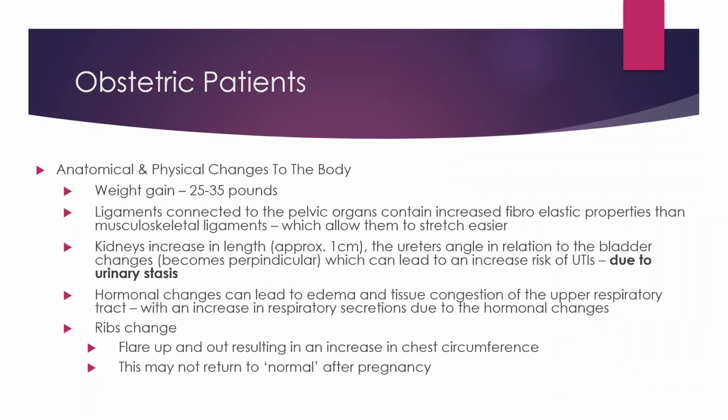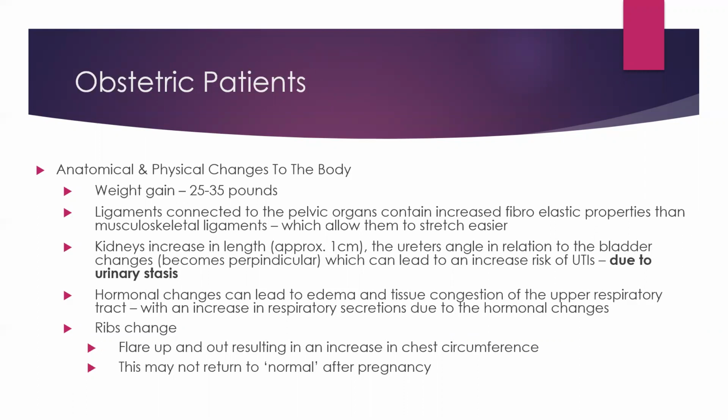All right, so obstetric patients or pregnant patients, anatomical and physical changes of the bodies. Women typically, when they have children, are going to gain between 25 and 35 pounds, some a little bit more, some a little bit less. The ligaments connected to the pelvic organs contain increased fibroelastic properties compared to normal musculoskeletal ligaments, which means those ligaments are just a little bit stronger than something like your ACL or your PCL, so they allow them to stretch a little bit longer. The kidneys themselves are actually going to increase in length about 1 centimeter.